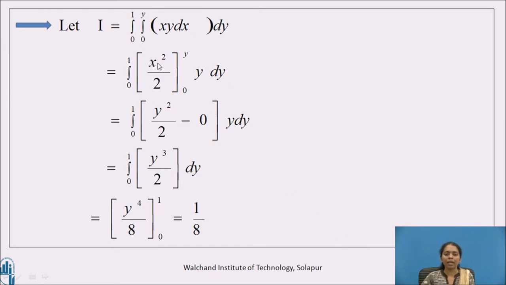Now put the upper and lower limit in place of x. So y square by 2 minus 0 outside the bracket, y dy, which is equal to the integral from 0 to 1, y square into y is y cube divided by 2 dy. Now integrate this term: integration of y cube is y raised to 4 upon 4, into 2 is 8, limits 0 to 1. So putting limits, we get 1 by 8. So we have evaluated a double integration and got this answer.